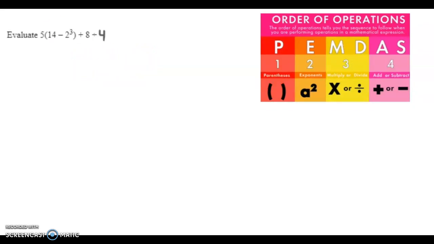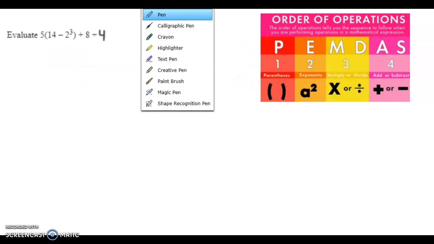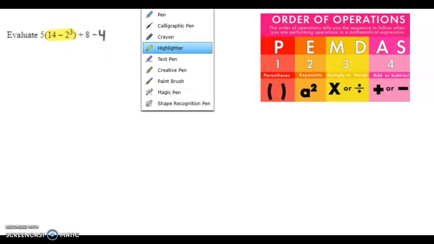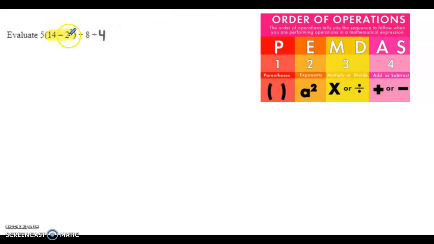If we look at the next problem, it says evaluate, and evaluate is just a fancy math word for solve it. So we want to go ahead and solve this. Our first step says parentheses, and we do have parentheses in this case. So we need to take care of the parentheses before we do anything else. But if you notice inside the parentheses, we also see an exponent. So I need to do that.